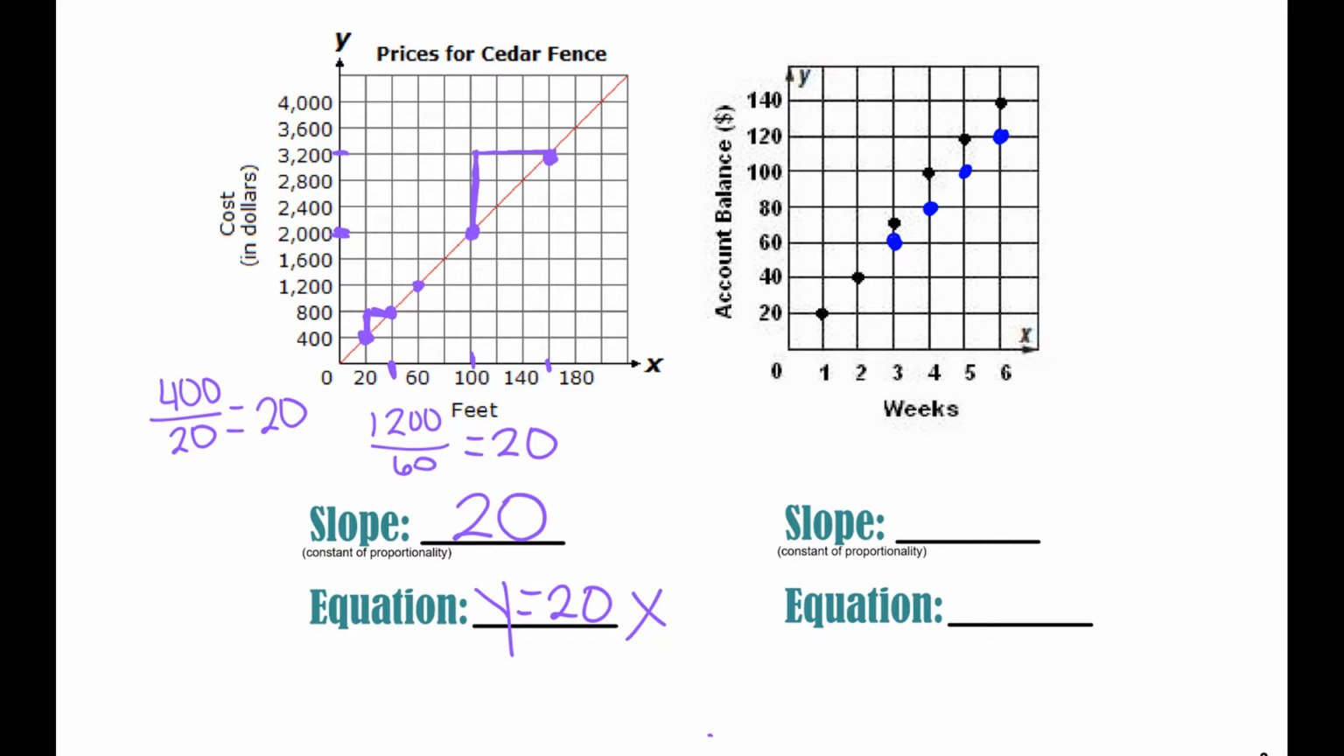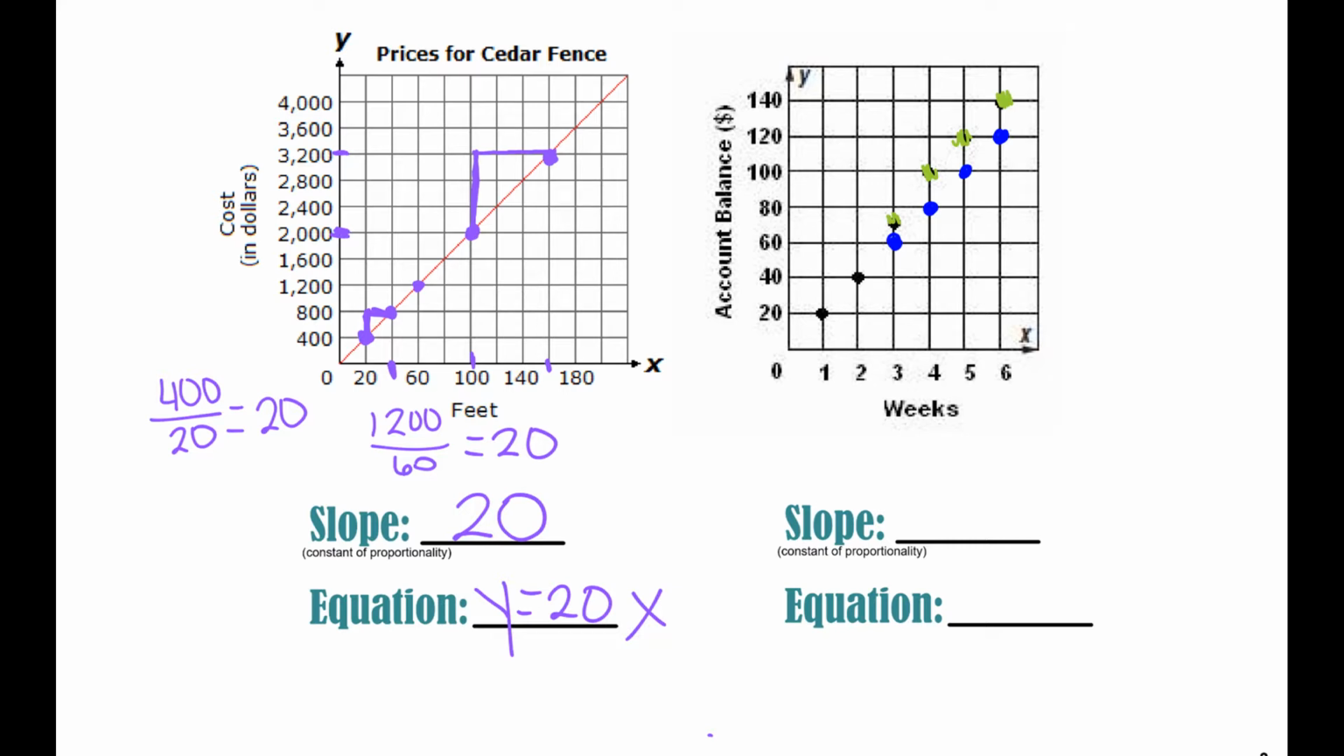Now on this next one, first of all, the points are a little bit off. So if you want to ignore the black points up here and just look at the blue points that I drew, maybe fix that on your graph as well. And then I'm going to look for my change.